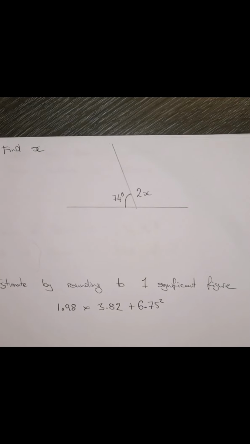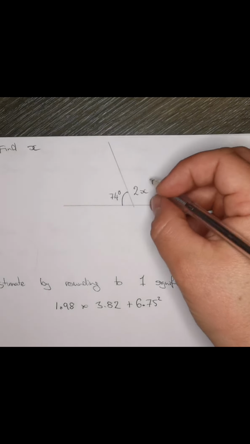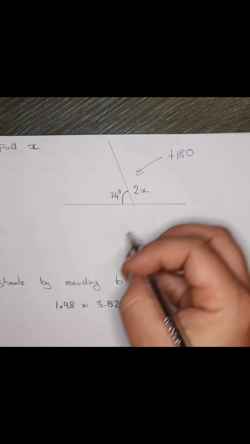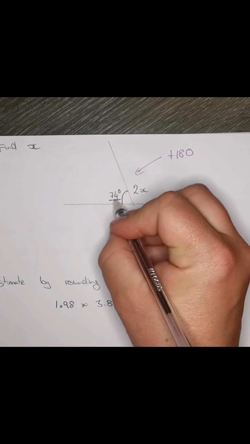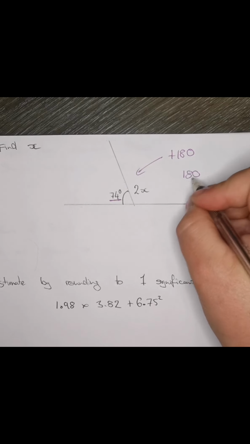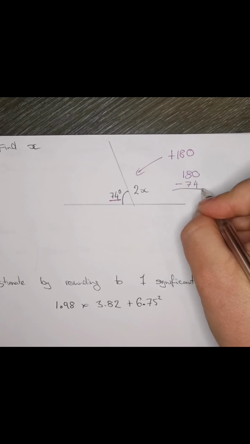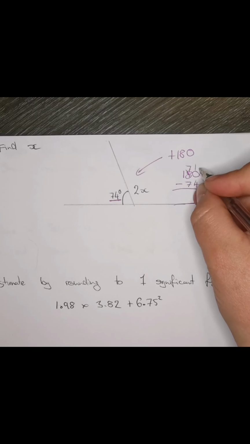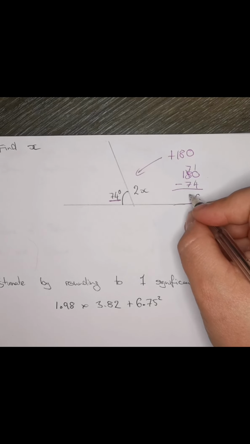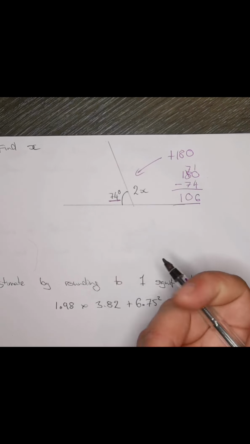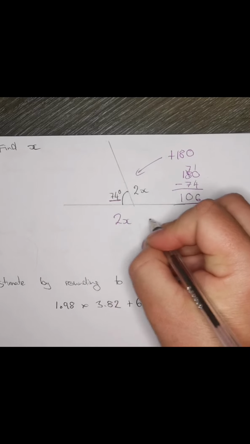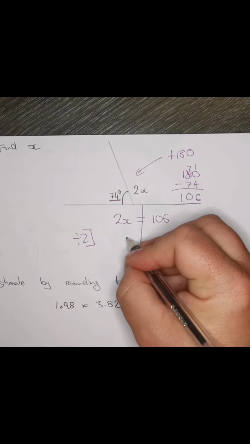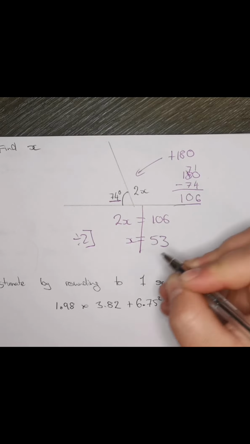Alright, question 13, I'm being asked to find x. I know that angles on a straight line add to 180, so the first thing I'm going to do is take that off of 180. So 180 take away 74. 0 take 4 would be negative, so I'm going to borrow. 10 take 4 is 6, 7 take 7 is nothing, so I've got 106 degrees left. So if 2x is equal to 106, by dividing by 2, I should get that x equals 53.